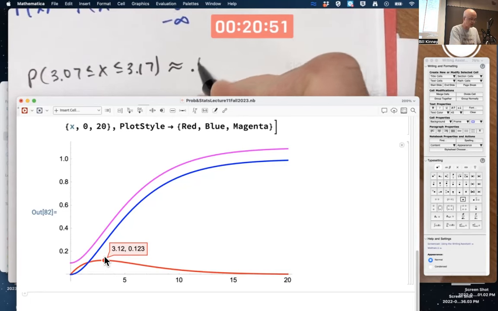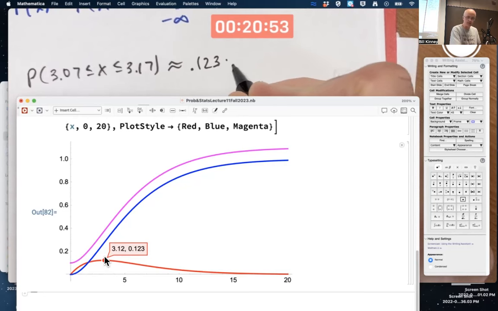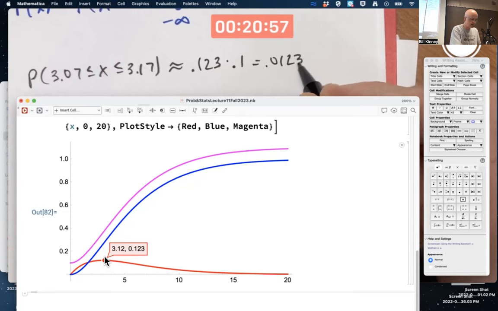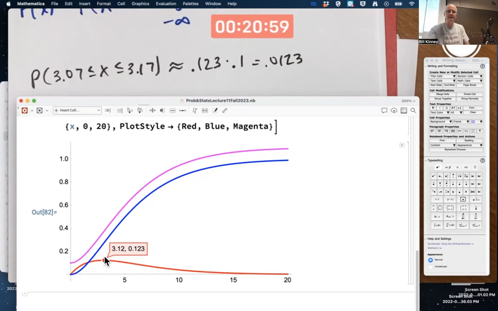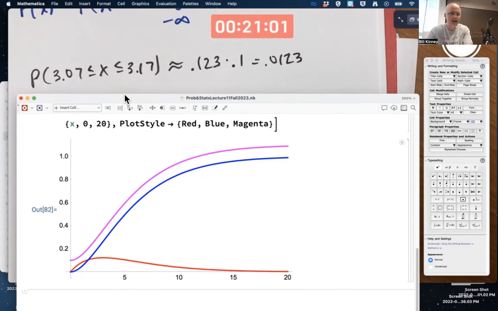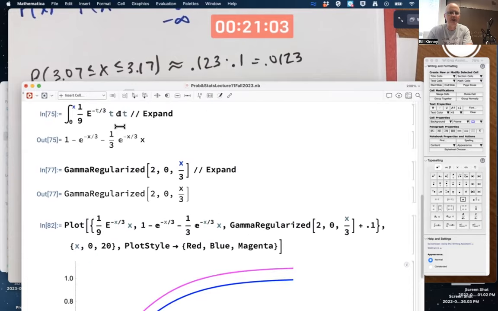Multiply the value of the function, 0.123, times the length of the interval. 0.0123 would be your approximation for the probability. Is that right? It's an approximation.